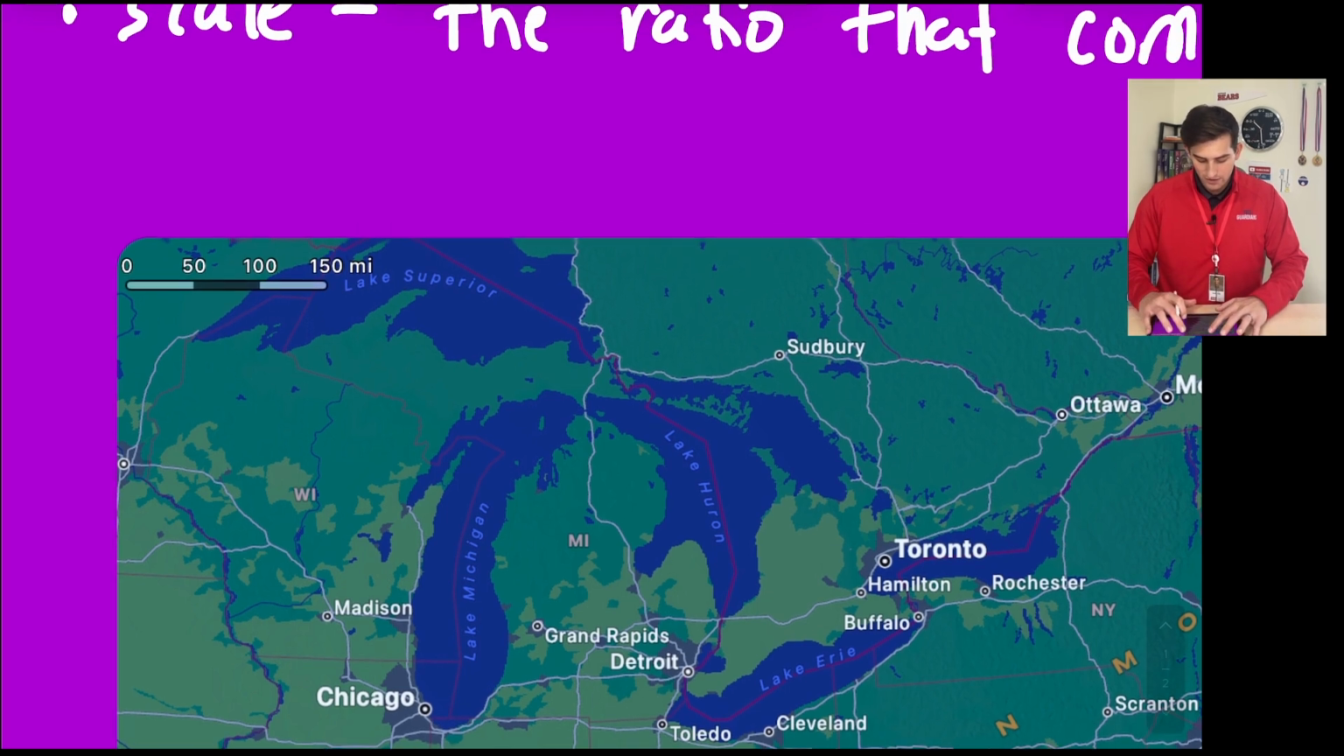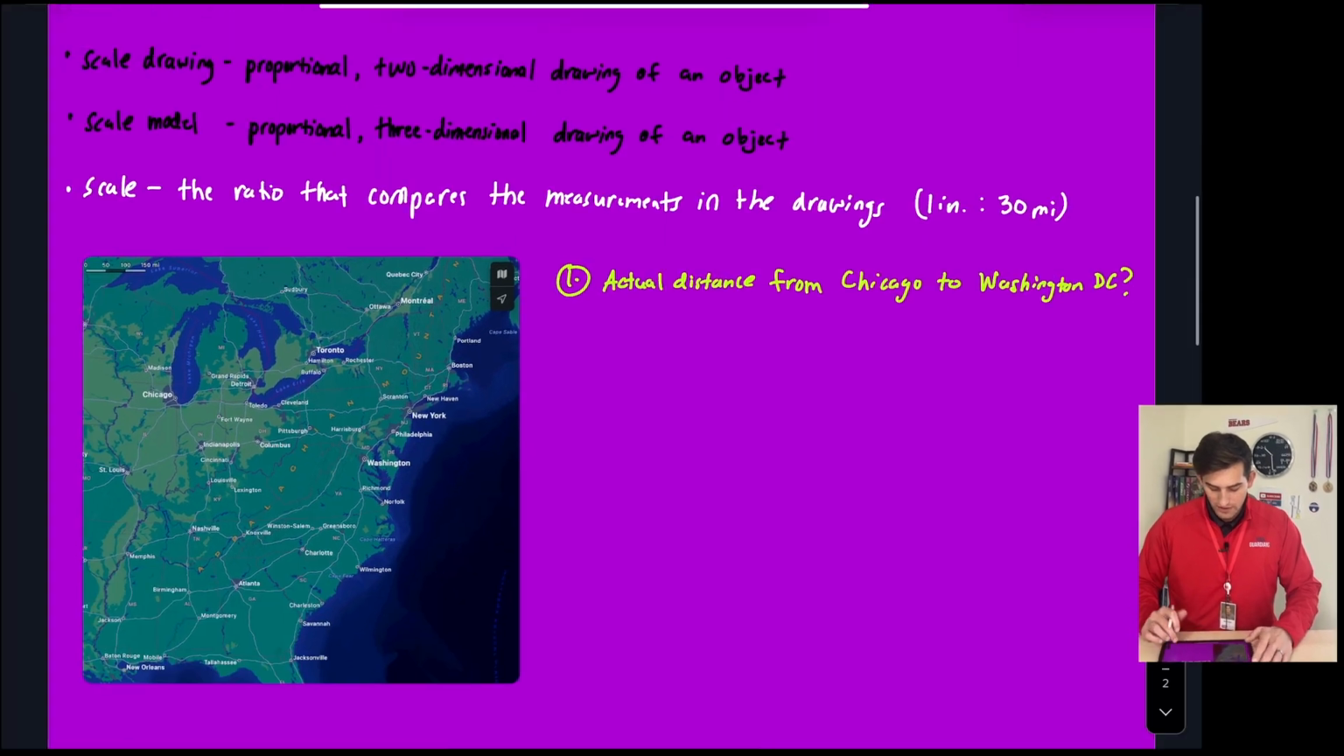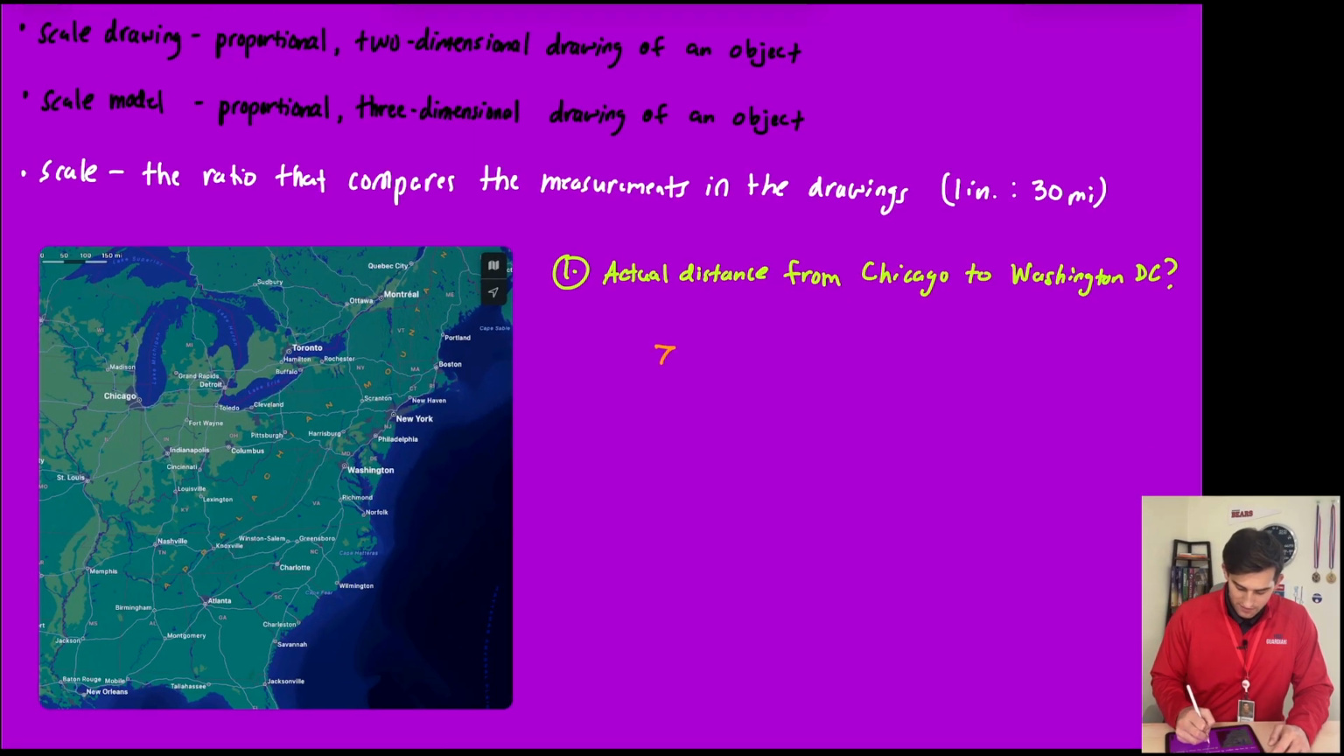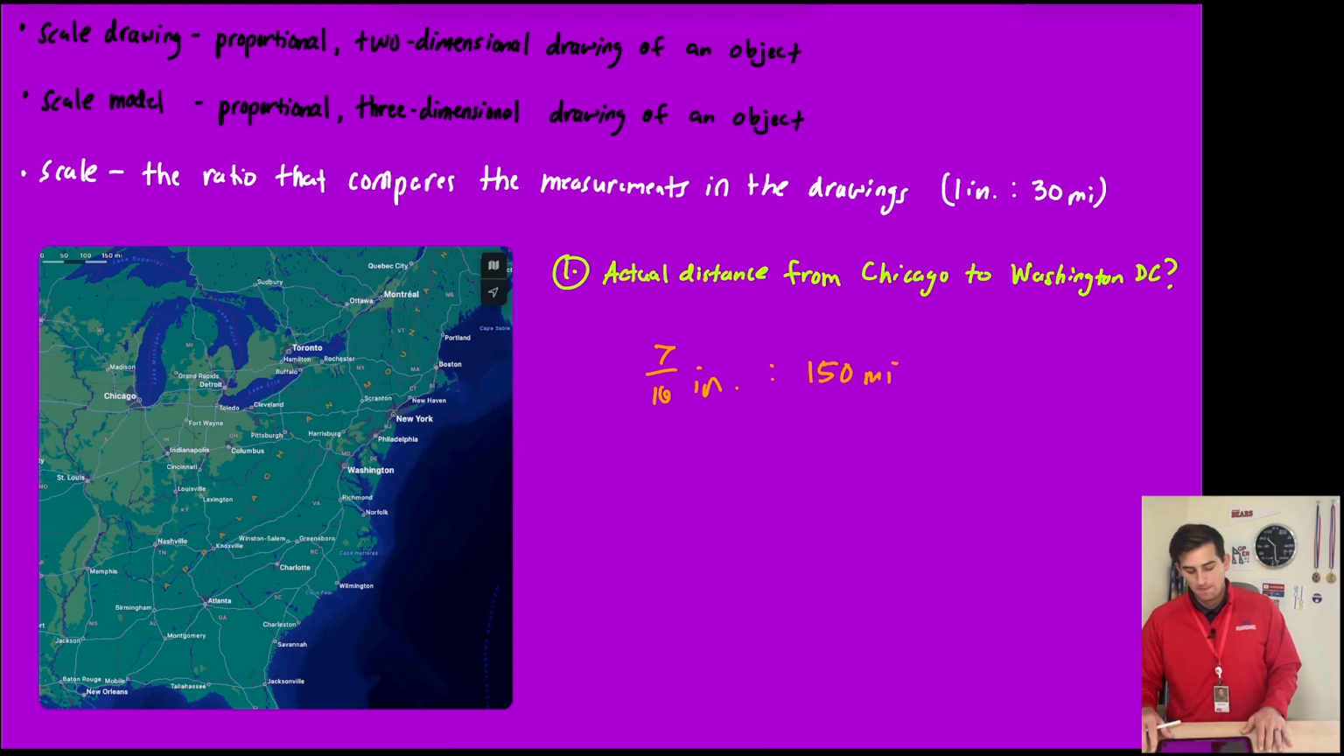So let's zoom back out. So our ratio here, we're going to say 7/16 of an inch to 150 miles, okay? All right, so that's going to be our scale here.